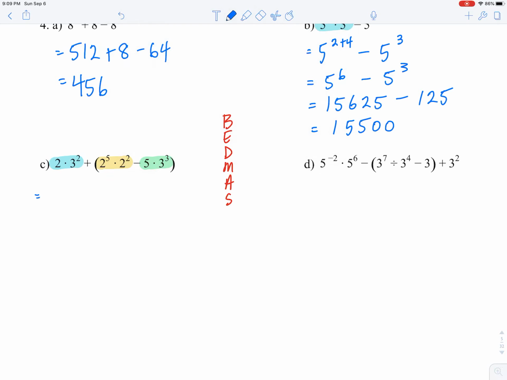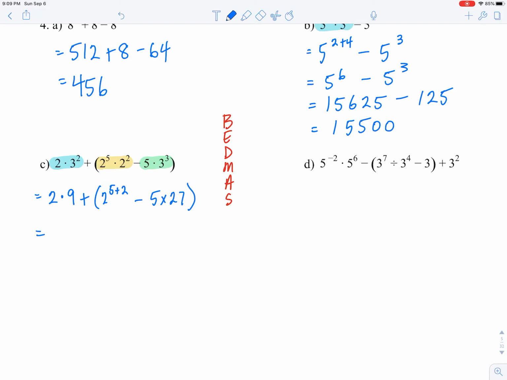So out front, in that highlighted blue part, I'm going to have 2 times 3 squared is 9, plus 2 to the 5 is 32. Oh, I could use the rule. Let's use the rule here. The bases match and I'm multiplying, so I can add the exponents. 5 plus 2, minus 5 times 27.